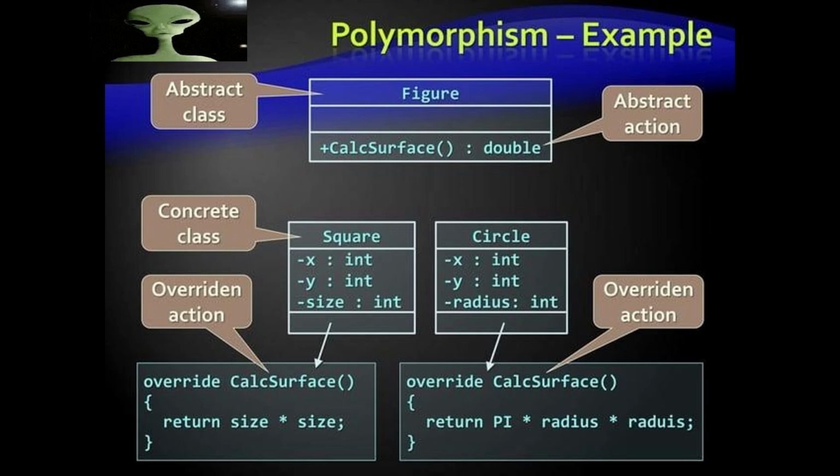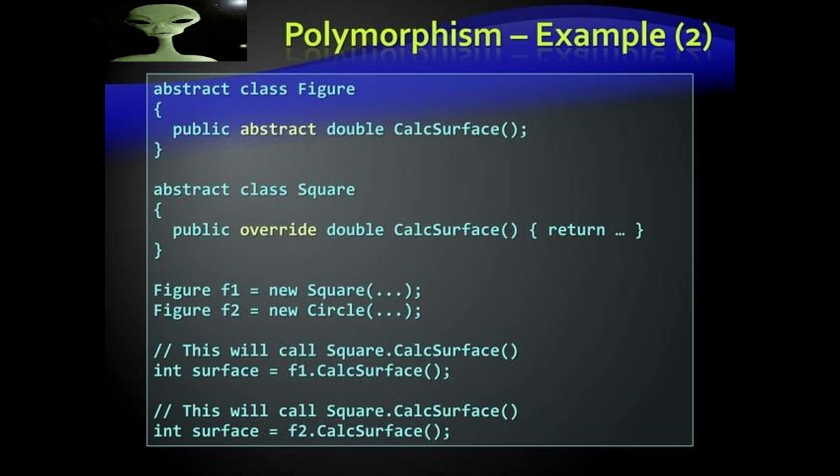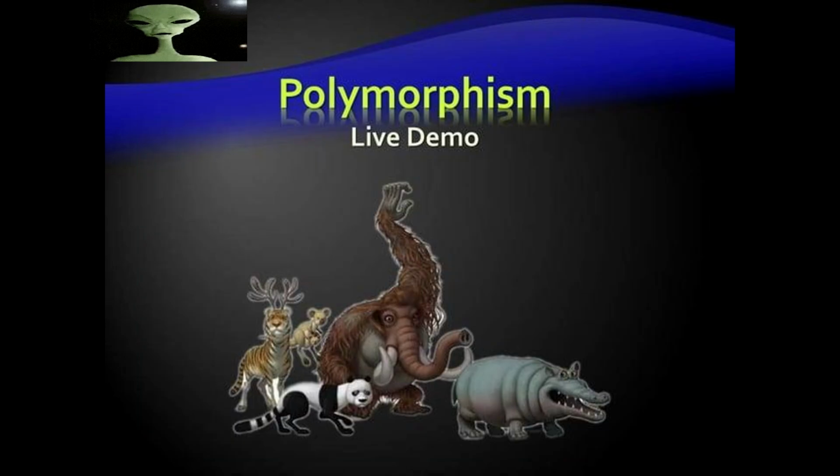I'm hoping it is pi and not p. This is the implementation behind the previous example, where you can see Figure is abstract and implements the abstract calc surface. We will not be going over the live demo of polymorphism, but we wanted to show the polymorphic forms of some Earth creatures that we have improved on Planet Zeeble. They are now much closer to the native fauna of Planet Zeeble.